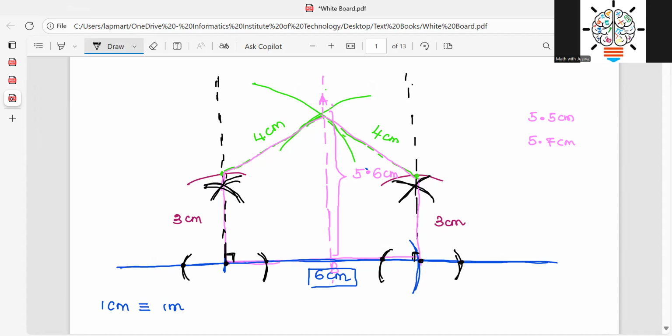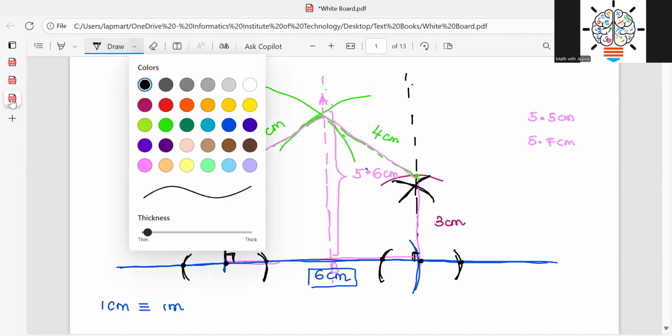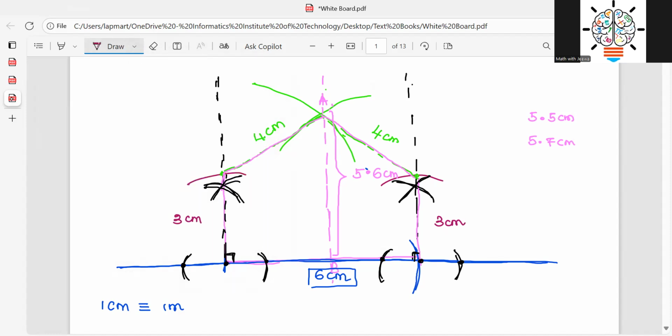After that, I want to mark the height of this building, that 3 centimeter thing. I open the compass and measure it to 3 centimeters. And from this point, I mark the arc, and from this point, I mark the arc, and then the 3 centimeter part is done.